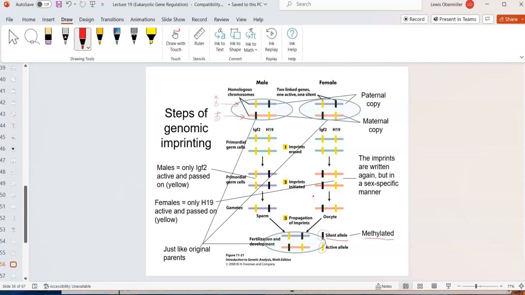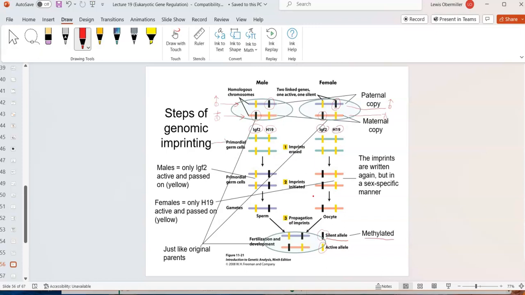So when we look at IGF2 from the mother, it's going to be turned off. And if we look at H19 from the father, it's going to be turned off. Same thing in this female, right? So this is the copy that she got from her dad. This is the copy she got from her mom. Again, IGF2 is turned off in mom. H19 is turned off in dad.